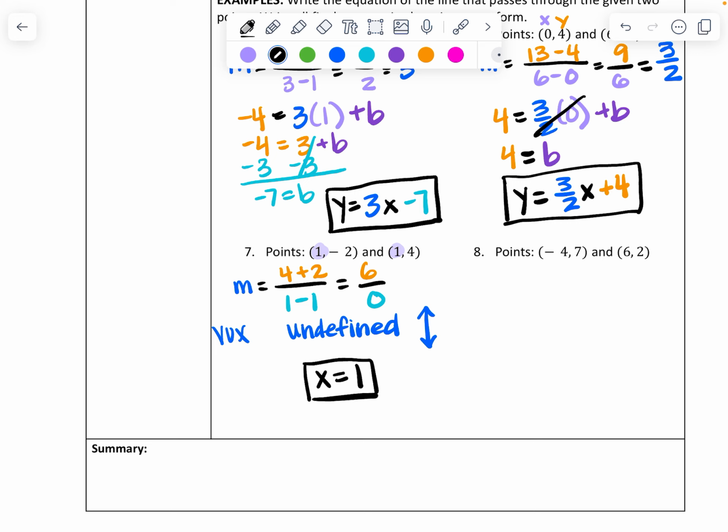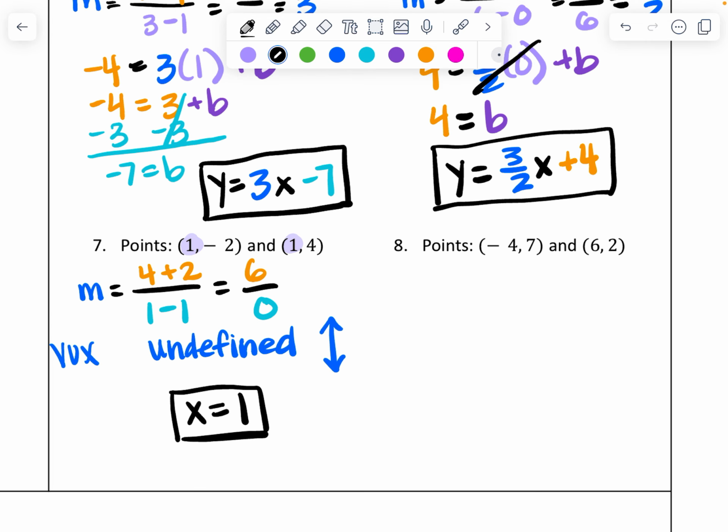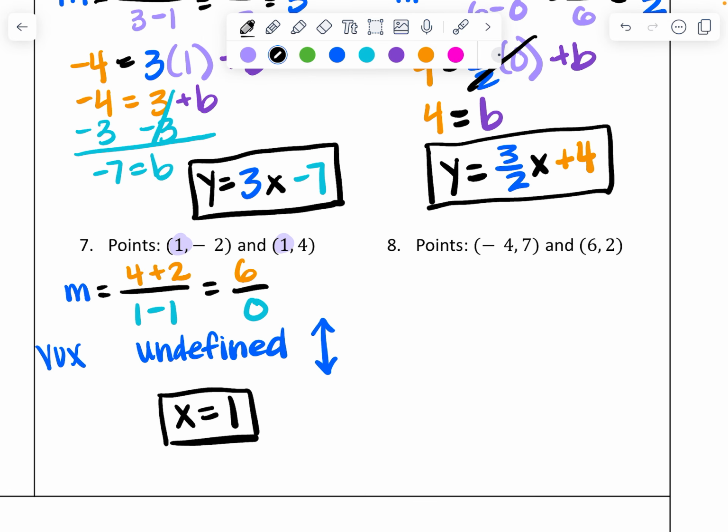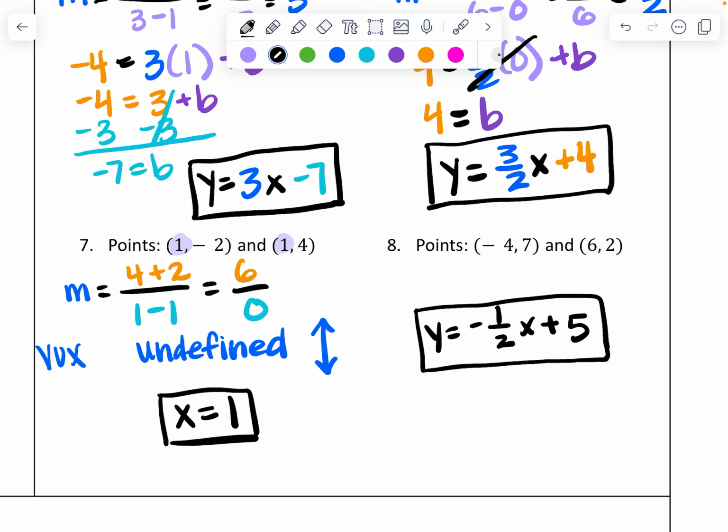Make sure you've solved for number 8 before continuing the video. I'm going to give you the answer. Y equals negative 1 over 2x plus 5. And if you got that, then you know how to use this method, this or the first method, and you're ready to move on to the practice.